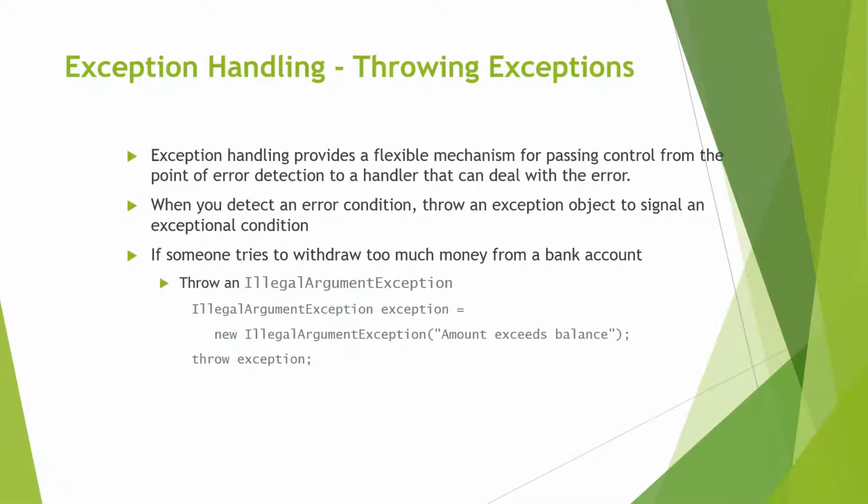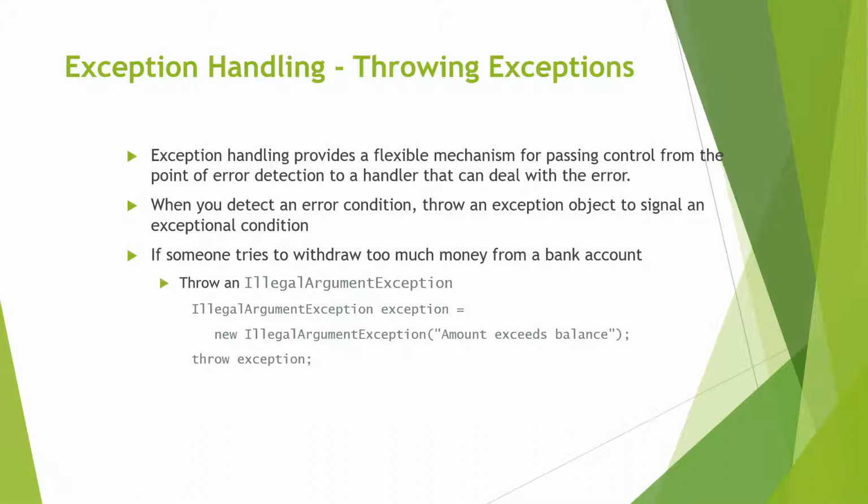As an example of an exceptional condition, you can think of when someone tries to withdraw too much money from a bank account. In this case, we need to throw an illegal argument exception. How can we do it? Basically, you need to first create an object of exception. The class that we create an object of is an illegal argument exception. That's a subclass of exception class. We'll see the inheritance tree of exceptions later in this lecture.